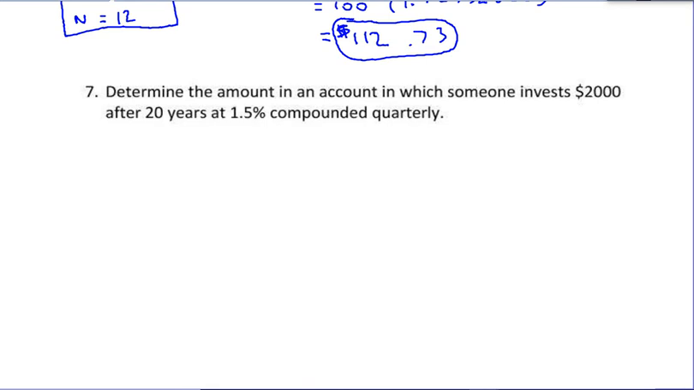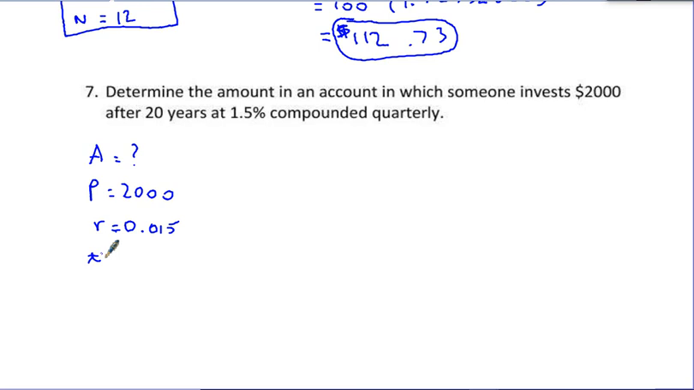Number 7. Determine the amount in an account in which someone invests $2,000 after 20 years at 1.5% compounded quarterly. So again, we're trying to find the amount in an account, but this time we're investing a whole lot more than $100. We're investing $2,000 at an interest rate of 0.015, because again I moved the decimal place 2 places to the left.